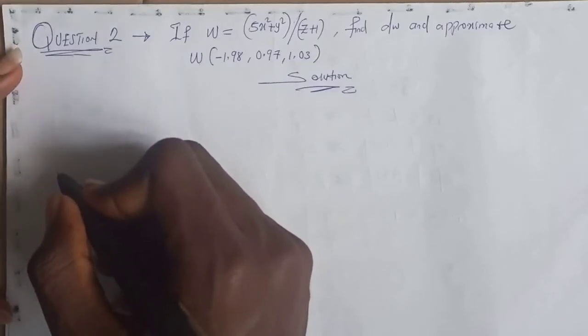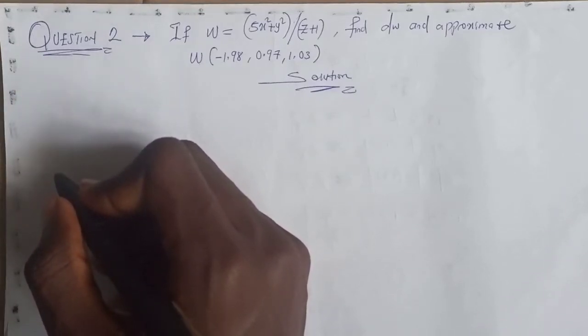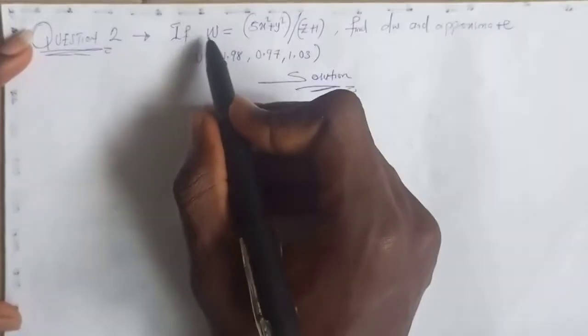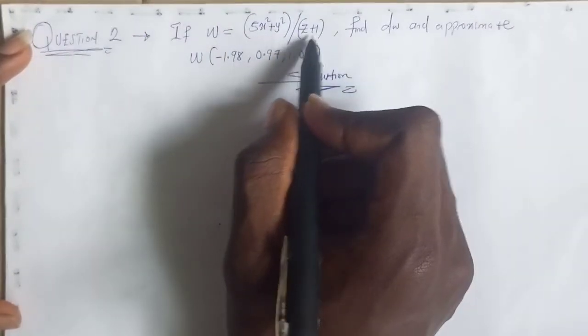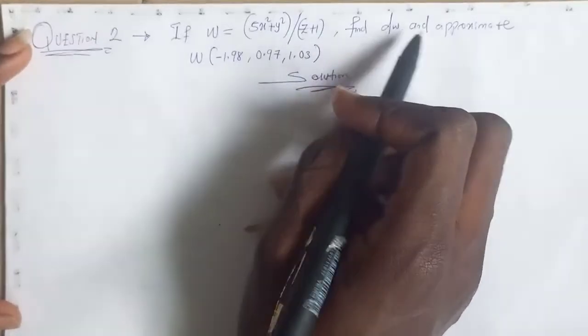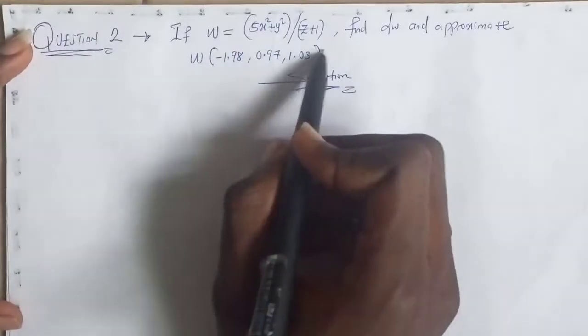Welcome, guys. We have question two. Question number two says that if w is equal to 5x squared plus y squared divided by z plus 1, find w and approximate this expression we have here.